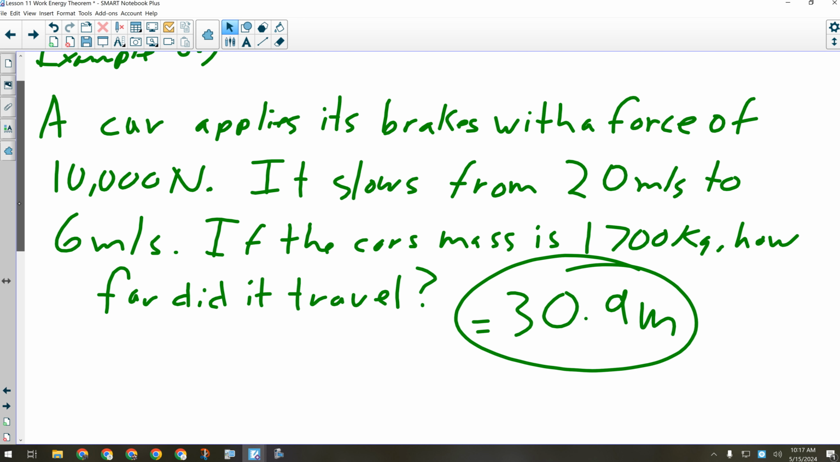So brakes cause us to accelerate. Accelerations are changes in velocity. Changes in velocity require work. Agreed? If I'm changing my velocity or changing my speed, what kind of energy am I changing?